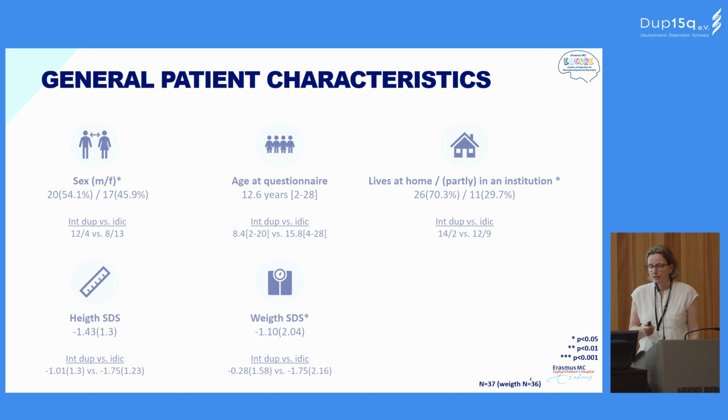Most of the children live at home, but some already live partially or completely in an institution. And there was some difference, with the interstitial children mostly living at home, but we haven't related that to the age yet, so that's to be continued. And unfortunately, we lost one patient quite recently.